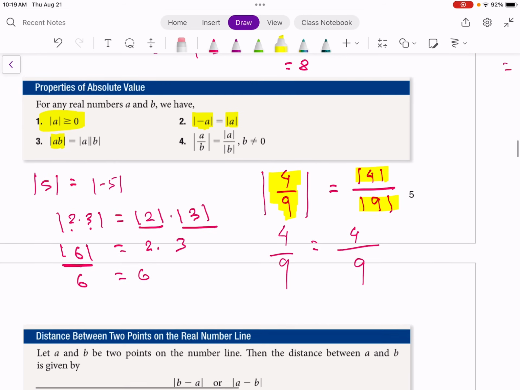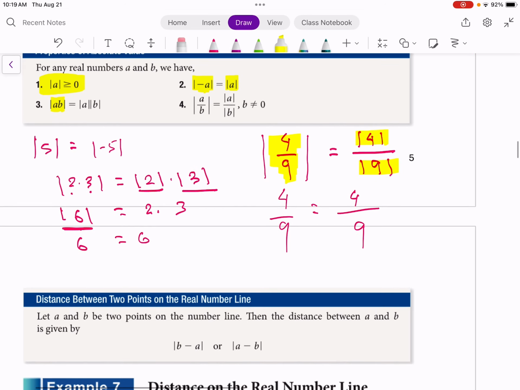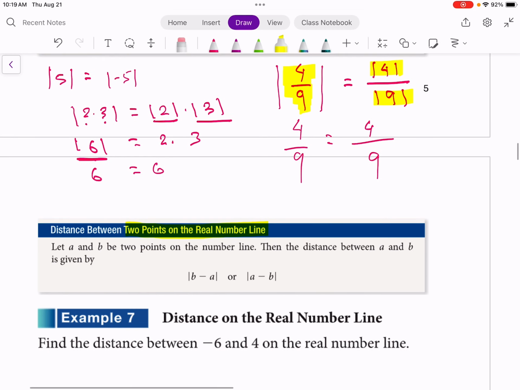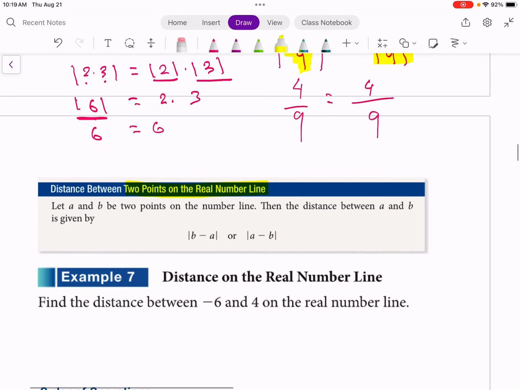Okay, next, we use this concept to find the distance between any two points on a number line. Let's say a and b are any two points on the number line, then the distance between a and b is given by the absolute value of the difference of those two numbers. For example, if you are asked to find the distance between negative 10 and positive 2, what will that distance be?